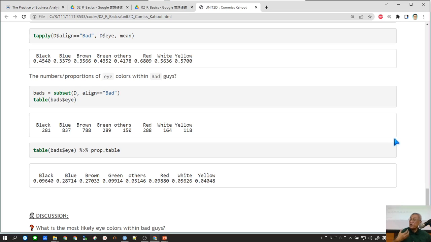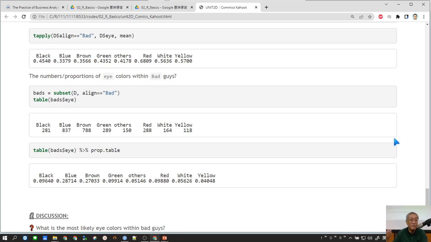Now we have learned how to use table and t-apply, right? We learned that by using these two simple functions, we can answer a lot of questions. Now let's put it to use. We look into the proportion of bad guys in each eye color. Why is that useful?